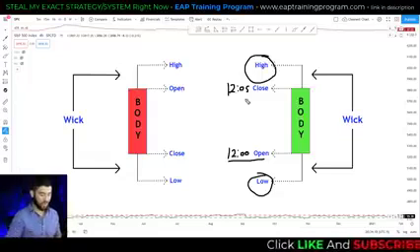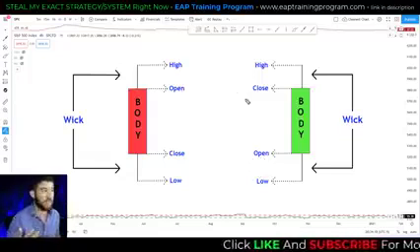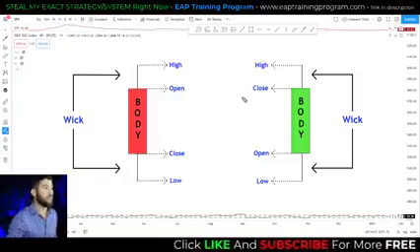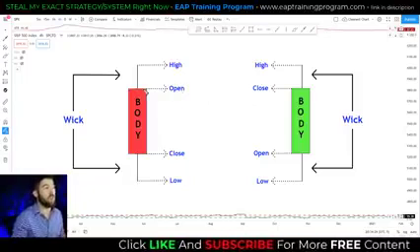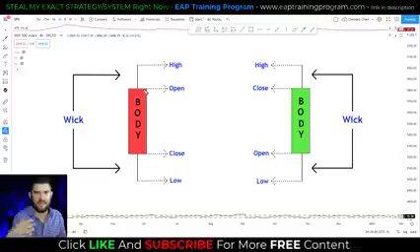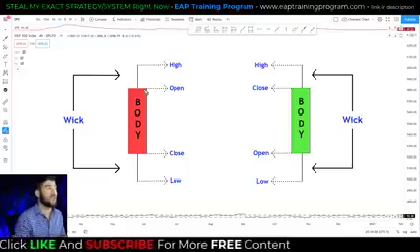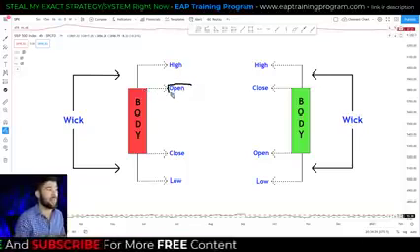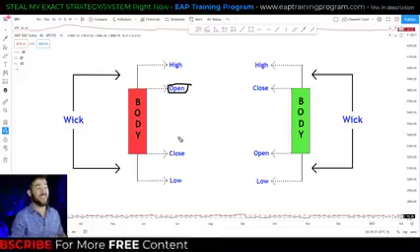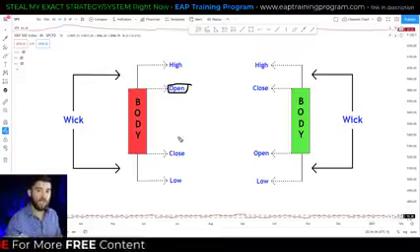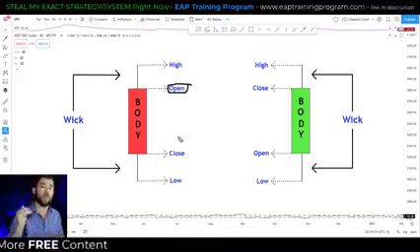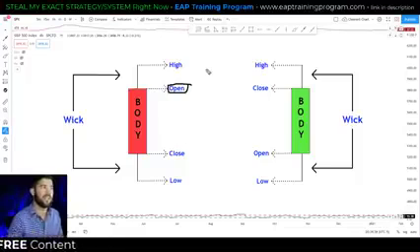A red candle represents when price went down during that period of time. So for a red candle, we would have an open at the top of the body. This is the only difference between the two candles. The open is at the top of the body of a red candle because a red candle represents a period where price closed below where it opened, or went lower during, let's say, a 5-minute chart.